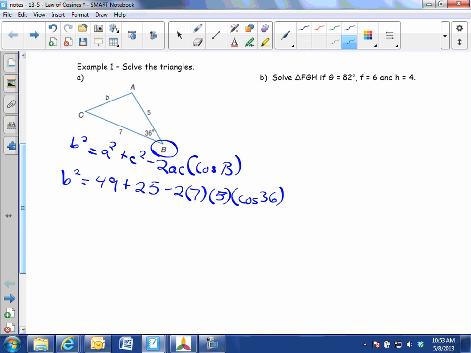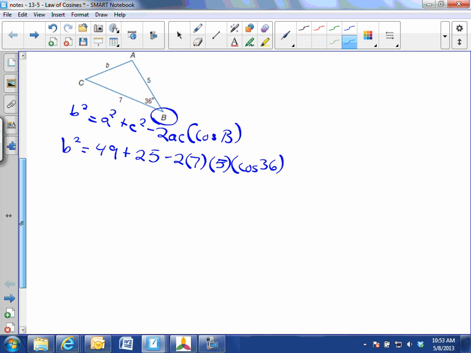Alright, so remember ordering operations. Stay with me. Ordering operations. We're going to have to find the cosine of 36 and multiply everything first. Then we can take 49 and 25 and put it in there. And then how are we going to get just b by itself, since we've got a b squared? Can we cross separate to get there?